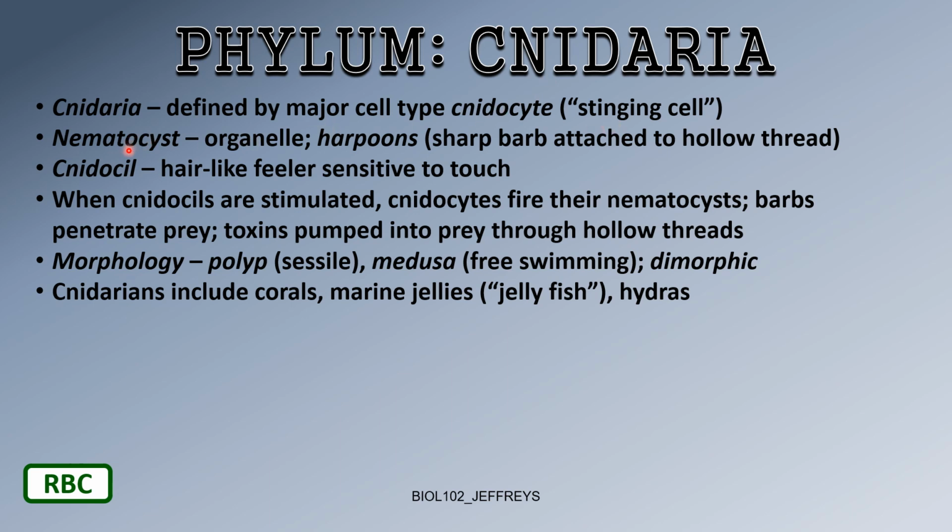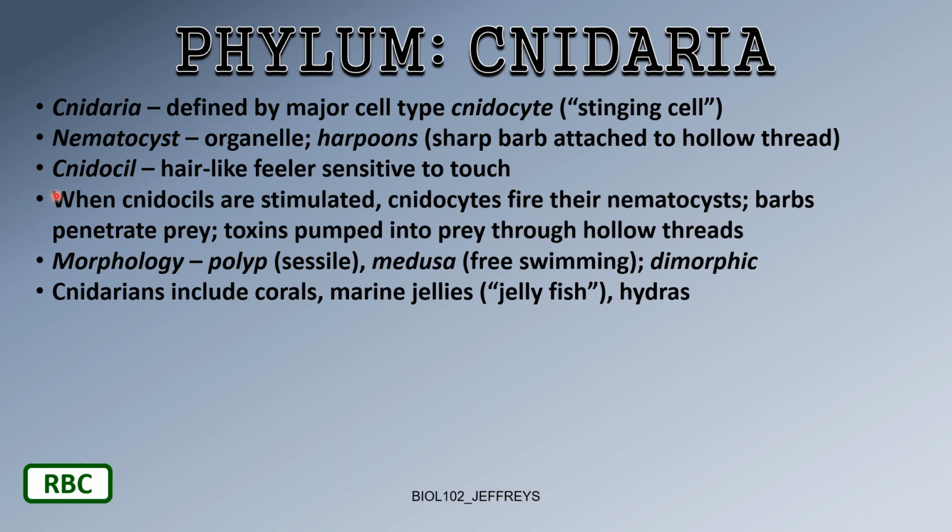Okay, so now nematocysts are little organelles with harpoons on them. I'm telling you, these are extremely simple animals, but so sophisticated in what they do in their environment. The natural world, I always say the natural world never ceases to amaze. And this is one of those amazing things. So the harpoons are sharp barbs attached to a hollow thread. Now, check this out. It's amazing how this works.